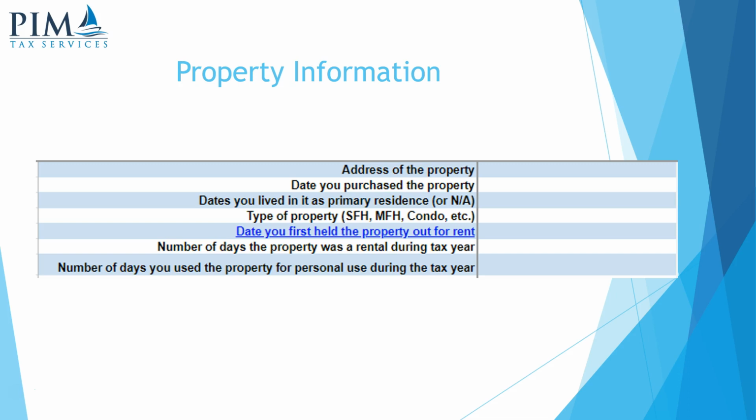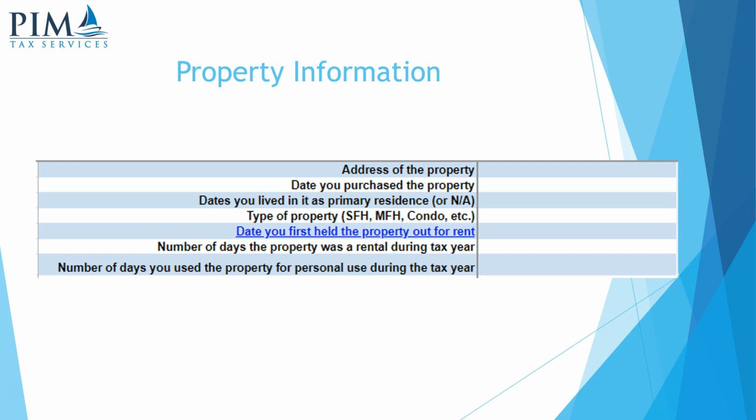The date you first held the property out for rent. This is not the date the property was first rented. It was the date it was first made available for rent. And there's a link there because it's also known as the placed in service date. And there's more information about how to determine what that date is in an article I wrote that's linked in there. Alright. Next, number of days the property was a rental during the year.